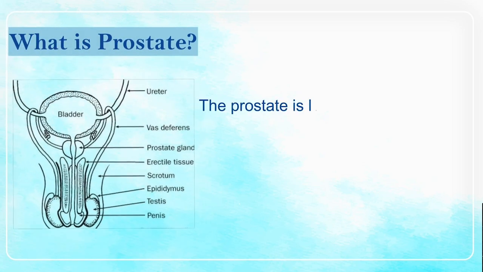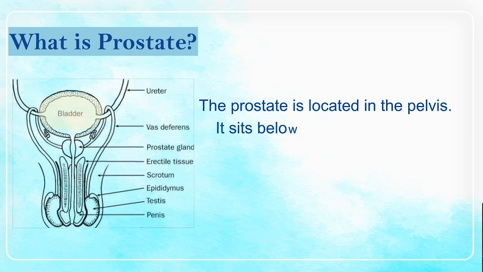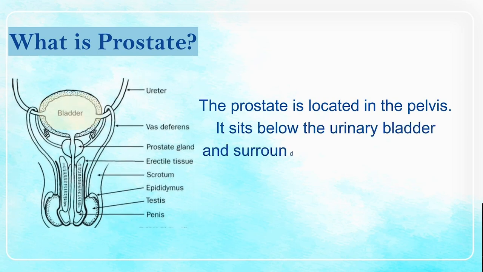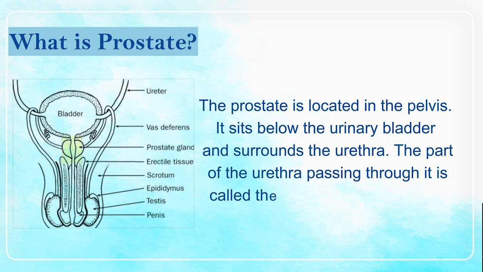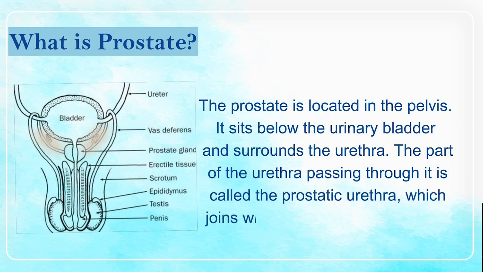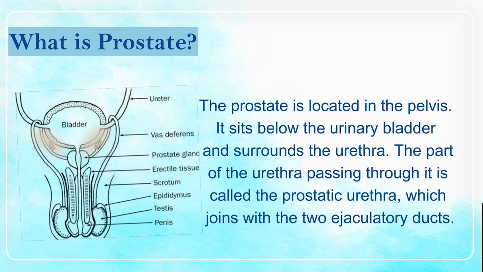The prostate is located in the pelvis. It sits below the urinary bladder and surrounds the urethra. The part of the urethra passing through it is called the prostatic urethra, which joins with the two ejaculatory ducts.